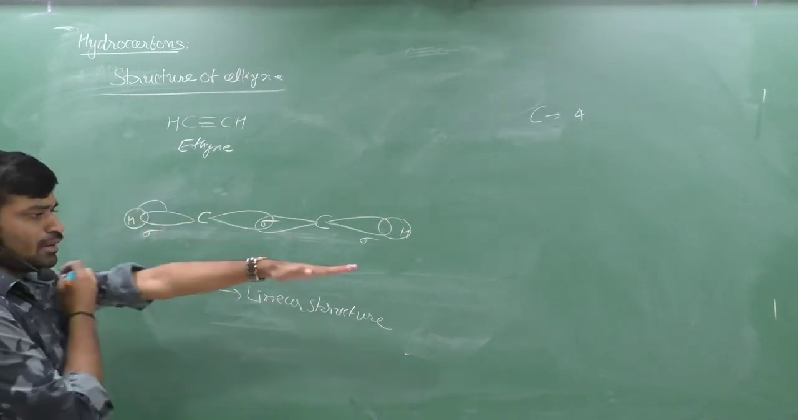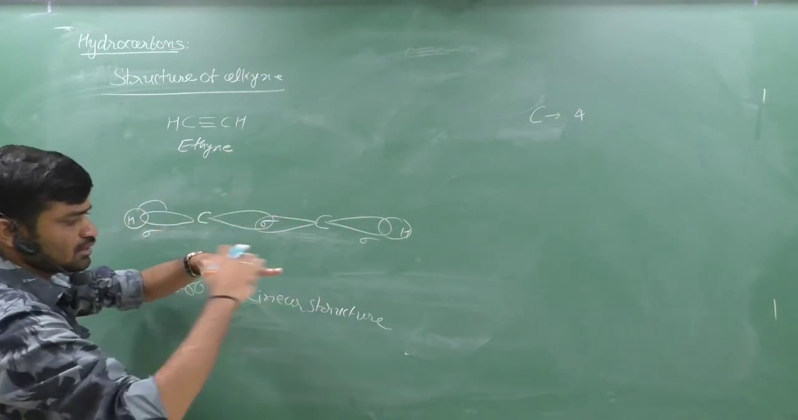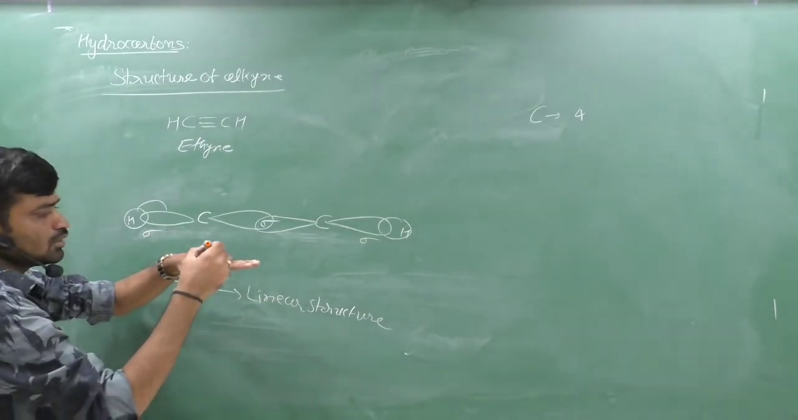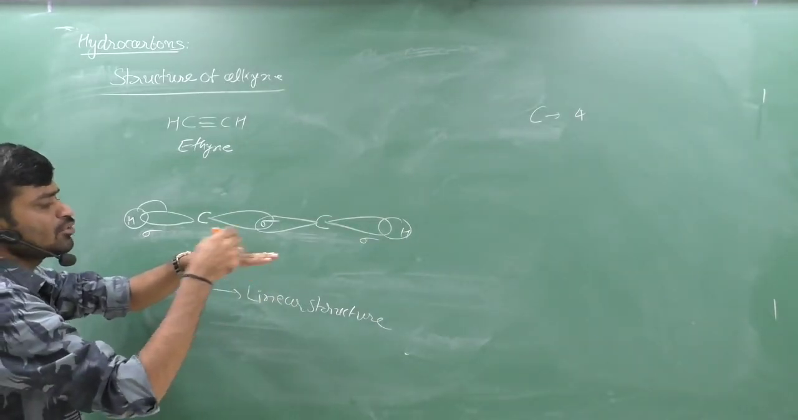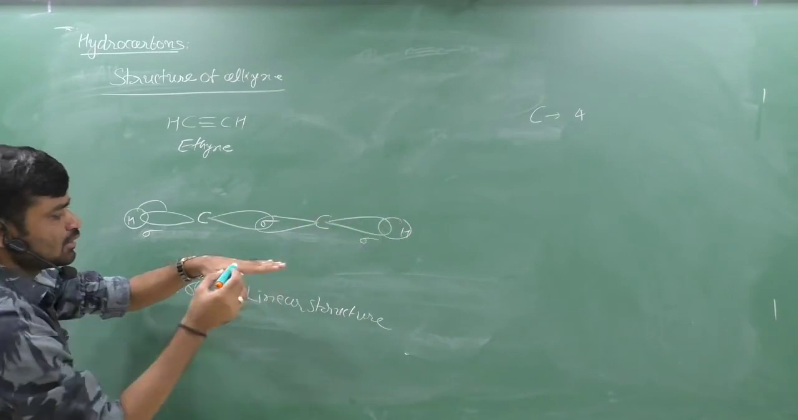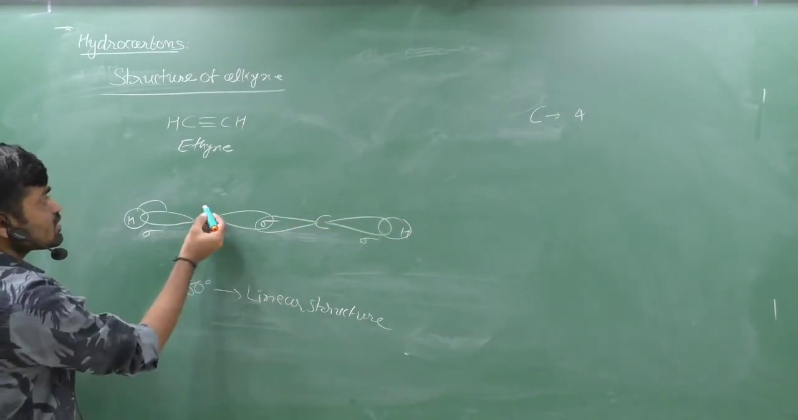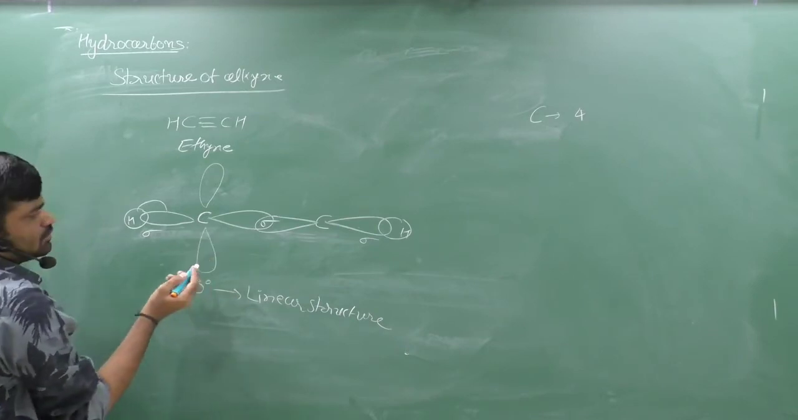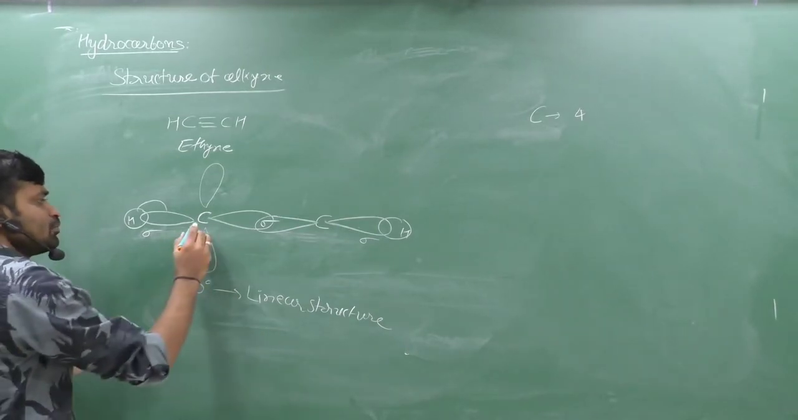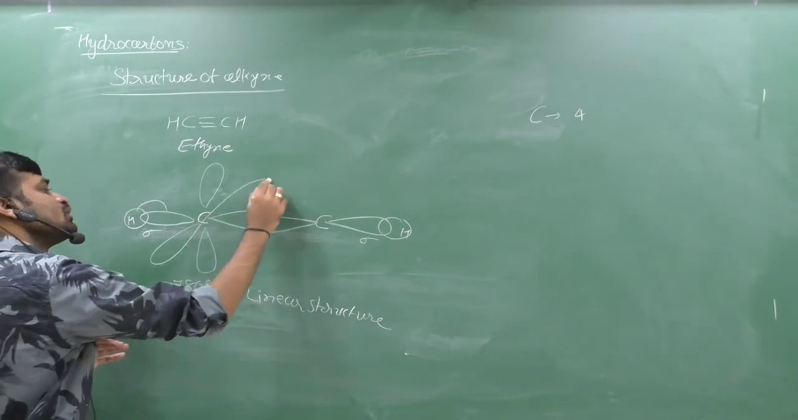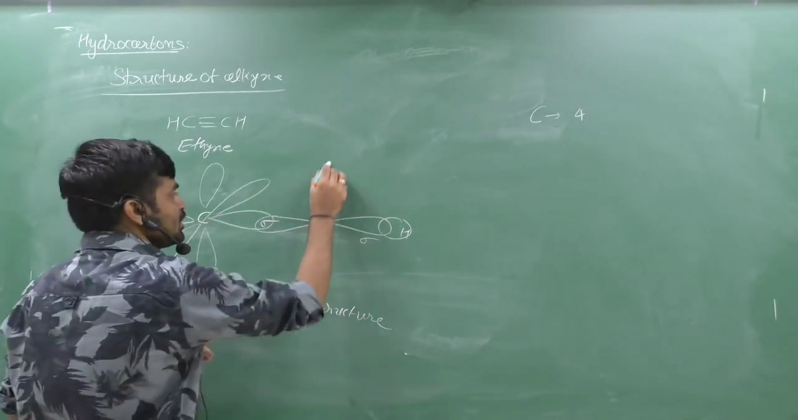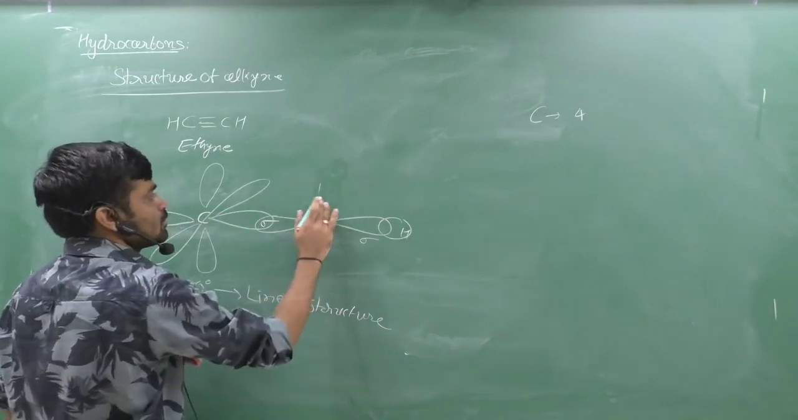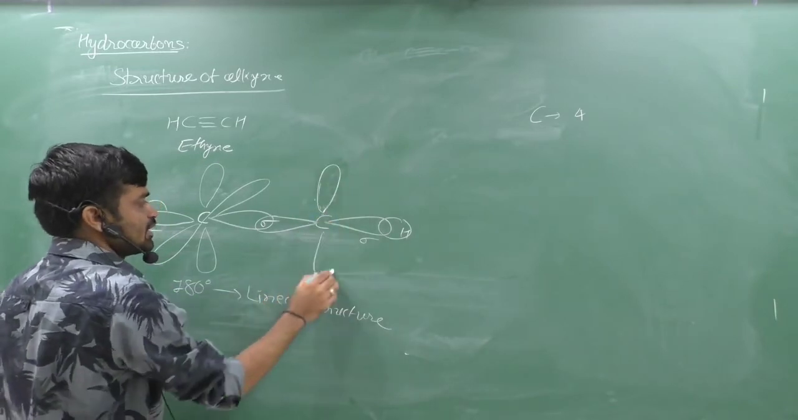Now suppose this is one plane. Now here is a carbon, here hydrogen and hydrogen. These are the sigma bonds. Now the 2 p orbitals are perpendicular to the plane and perpendicular to each other. Suppose this is one p, and this is the second p.